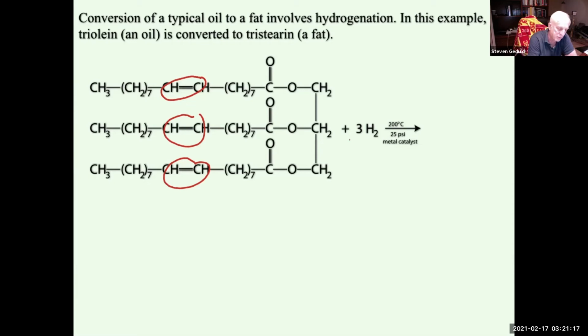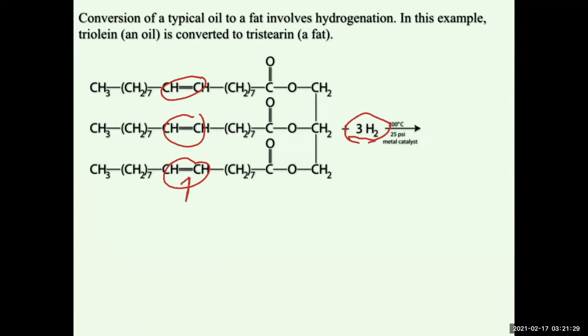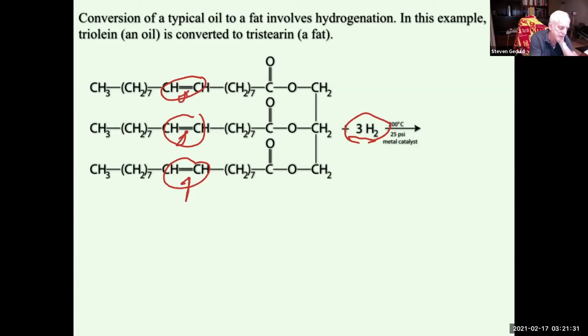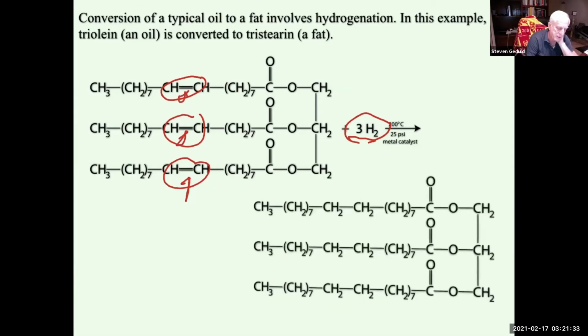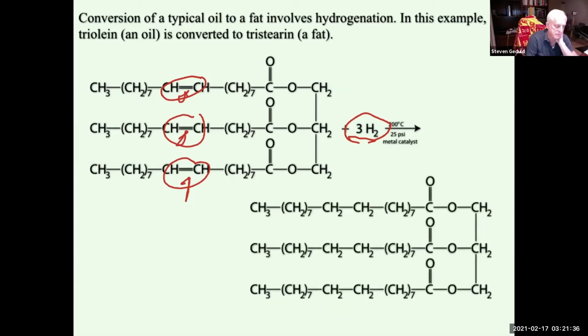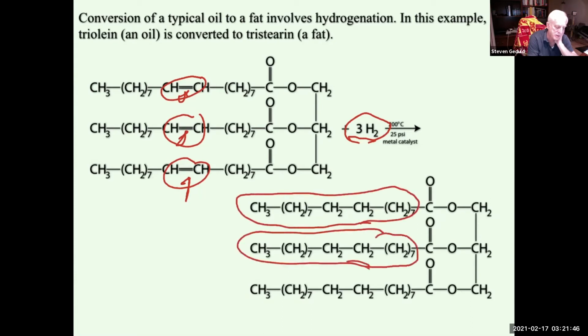We're going to add 3 hydrogens. Why are we adding 3 H2 molecules? Because there are 3 double bonds, and 1 H2 has to add to each double bond. And this is the product. This is tristearin, which is a fat now. There are no multiple bonds in these long chain hydrocarbons.